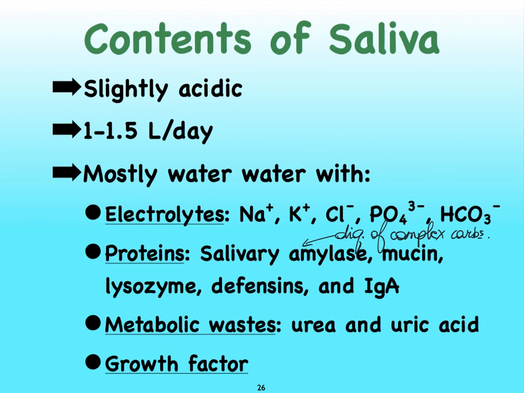And let's not forget that the tongue produces some lipase as well. Another protein that is produced is mucin, which you're familiar with because that is found in our mucus secretion. Of course, that makes everything more lubricated, a little bit sticky, holding everything together. So in addition to these proteins, we have electrolytes, we have wastes, the same kinds of wastes, by the way, that we find in our urine. And we have growth factor.